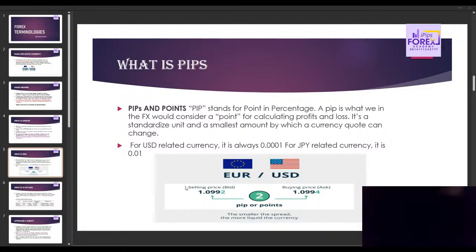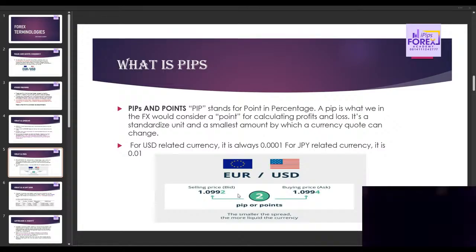But for JPY-related pairs, those ones are in 2 decimal points. It means instead of 1.0099, you will start seeing prices like 1.09, 1.02, and in that instance, you count it in 2 decimal places. So do you get that? And looking at the screenshot I have here, you can also see the bid price I explained before, the ask price, and the pips. So if price should move from 1.0992 to 1.0994, the difference of those two is what? 2 pips. And that's how you know the distance from one price to another.